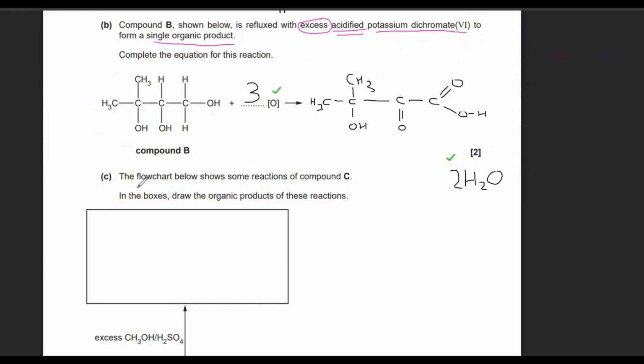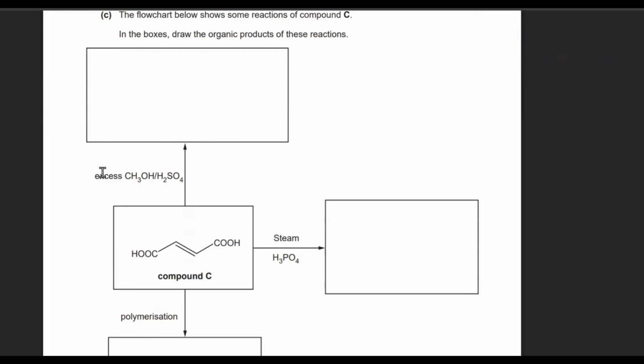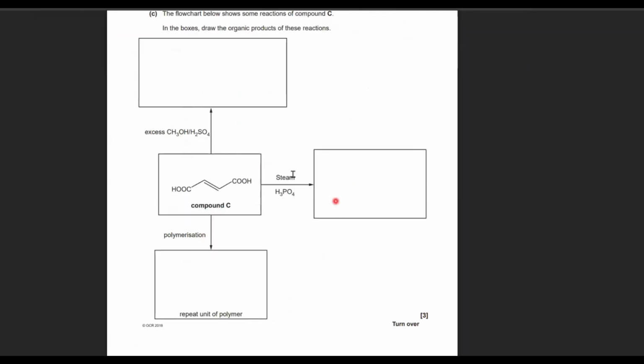Okay, let's zing on. The flowchart below shows some reactions of compound C. In the boxes, draw the organic products of these reactions. What I need to do is zoom out. And there we go. We've got compound C, so it's like a dioic acid, but we've got the double bond in the middle. So we've got an alkene and we've got 2 carboxylic acids.